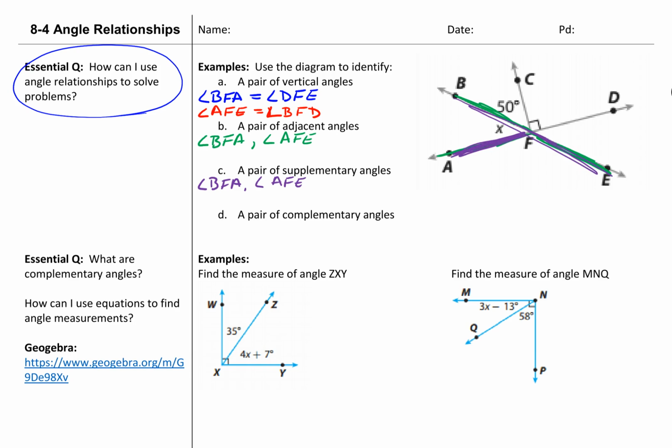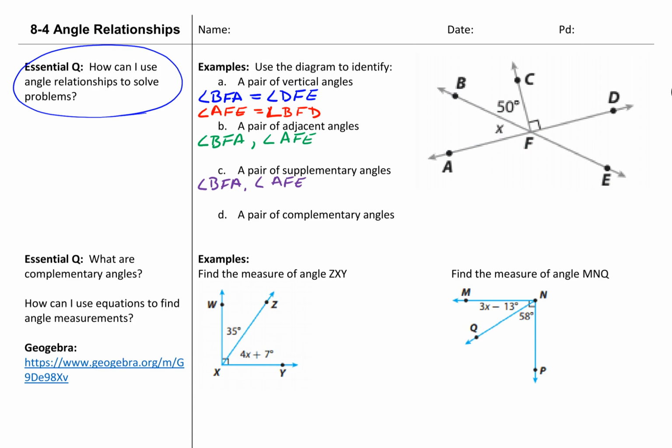Okay, they're a linear pair as well. They share this side right here. Okay, pause here and see if you can find another set of supplementary angles. And finally, let's look at D. A pair of complementary angles. So two angles that add up to 90 degrees.